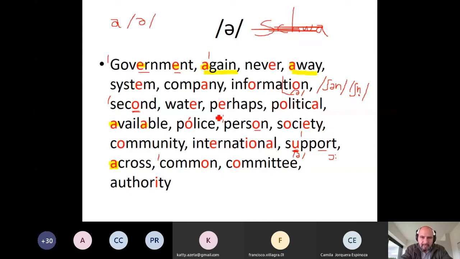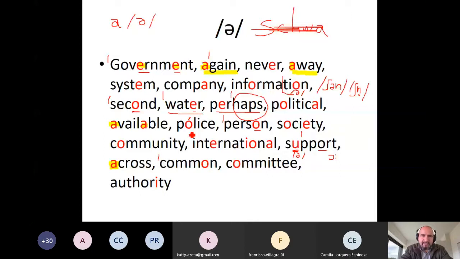Let's take a look at this one. Perhaps. The stressed syllable in perhaps is the second syllable, perhaps. And the first one is per, exactly. In the word water, the stressed syllable is the first one. We don't say water, right? And the second syllable is a schwa. It's not water, it's water, t. It's unstressed.